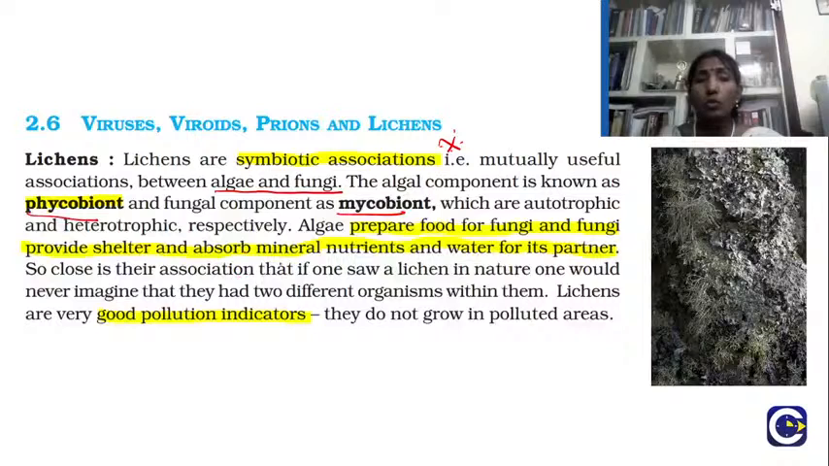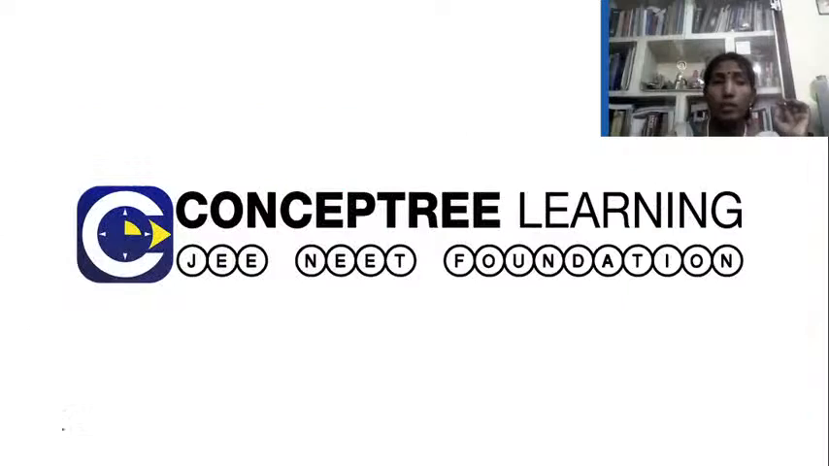It is such a close association that if one sees a lichen in nature, one would never imagine they are two different organisms. Can you differentiate them? We cannot; we can't say this is the algal part and this is the fungi. But lichens are a very good indicator of pollution. They do not grow in polluted areas, so wherever there is pollution, we cannot see lichens. This is also an important exam question.